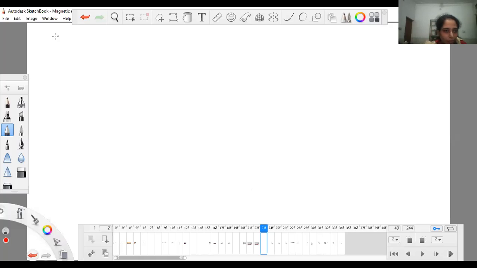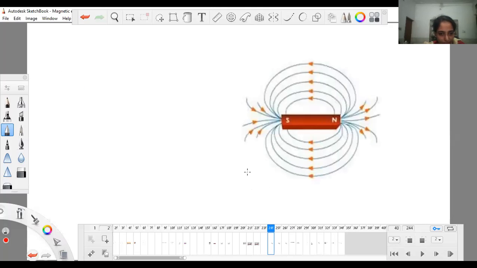So we studied about magnetic field, and now we are going to learn about magnetic field lines. Let's study about magnetic field lines.